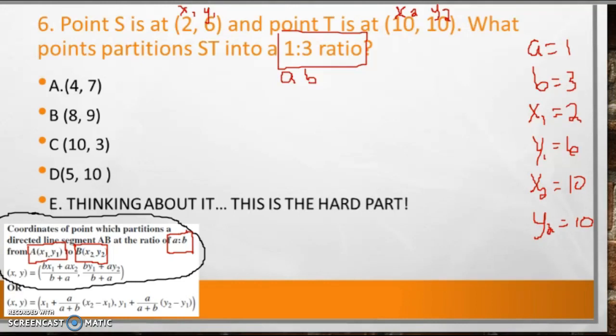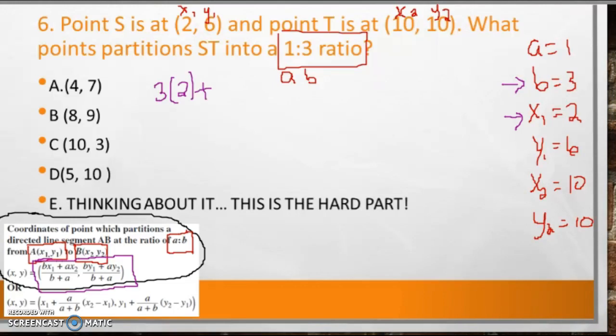So here's our formula in purple. And this is simply plugging and chugging. I know it looks really intimidating, but all I'm doing is replacing the letter with the number that it equals. So notice it starts off with B times X1. I'm going to find my B, which is 3, times my X1, which is 2.